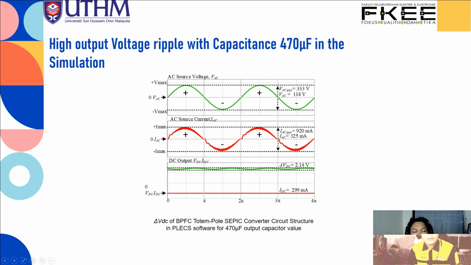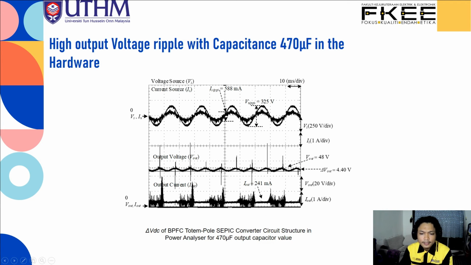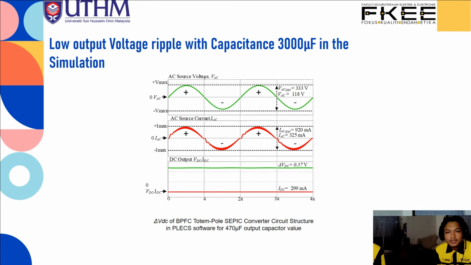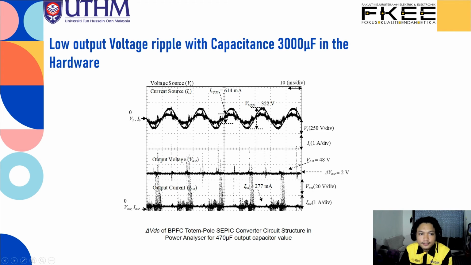Then next I want to explain my second experiment, that is the output voltage ripple with capacitance 470 microfarad. In the simulation we got 2.14 volt for the output voltage ripple, and in hardware we got 4.40 volt. For the 3000 microfarad capacitance, we got an output voltage ripple of 0.37 volt in simulation, and for the hardware we got 2 volt.